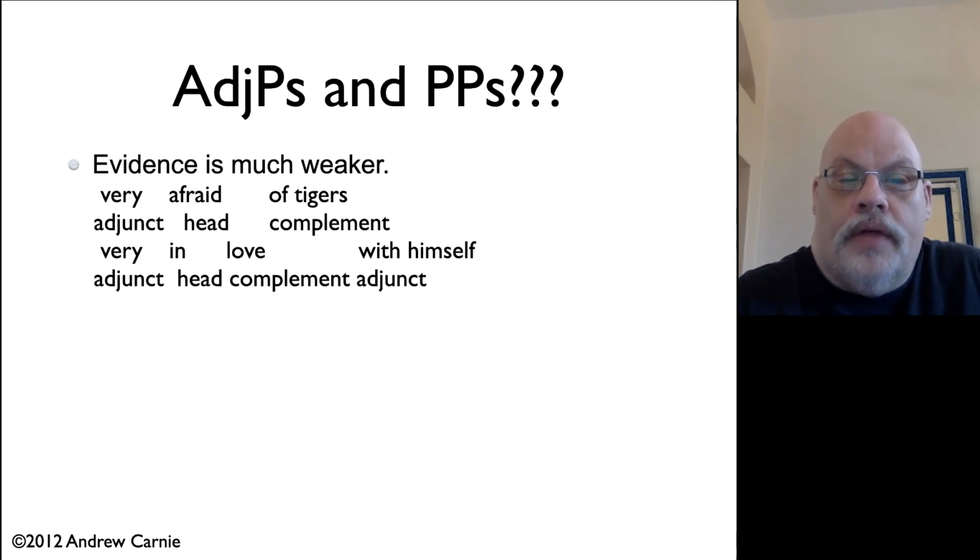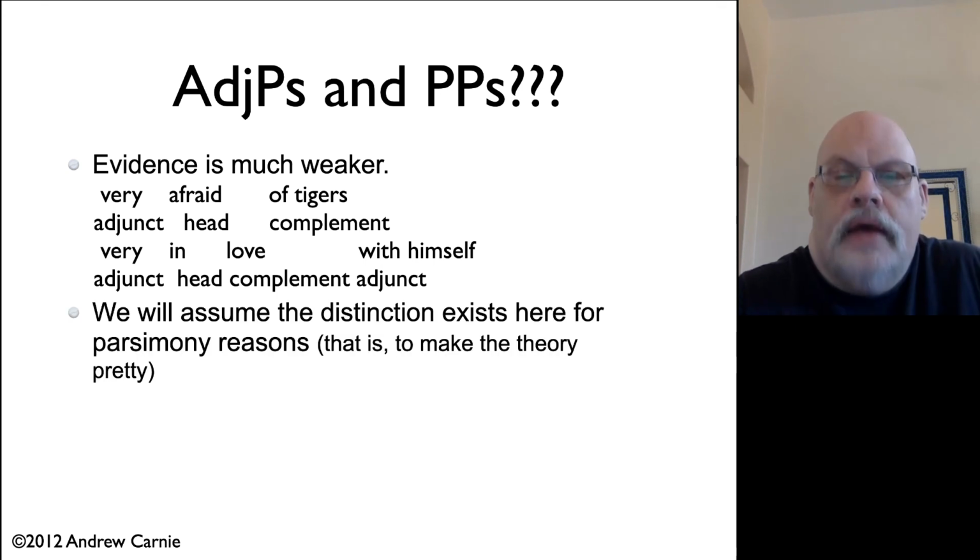And similarly, with this fixed phrase in love, you can be very in love with himself, right, where with himself is an adjunct, love is the complement or object of the preposition, in is the head, and very can be an adjunct as well. The distinction here is primarily for parsimony reasons, that is to make the theory pretty. But we might predict that there are similar distinctions to what goes on in noun phrases and verb phrases here as well.